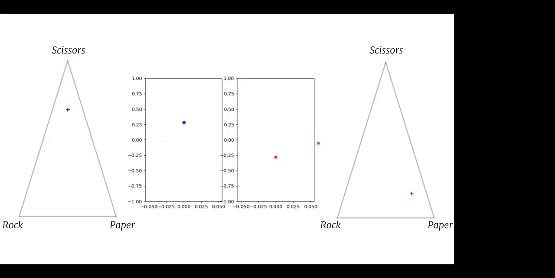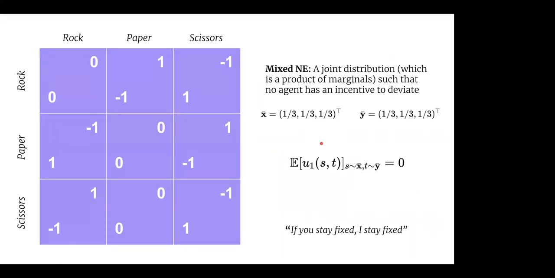So this solution, where each agent is playing a strategy with the uniform distribution, in this case is called the Nash equilibrium. Just for a definition, the Nash equilibrium is a joint distribution, which in this case is a product of marginals. Okay, so each agent has their own distributions, such that no agent has an incentive to deviate.